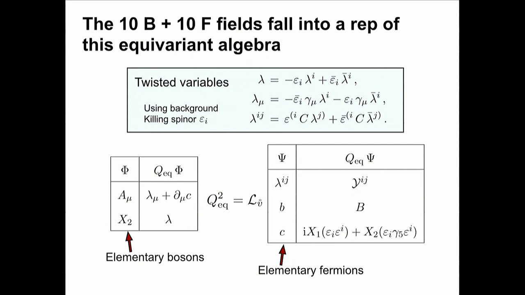And when you do this organization, you'll see that what lives in the elementary fields is A mu and X2, and that's one part of the complex scalar. And in the elementary fermions, you have, so QB of A mu is precisely lambda mu. That has to be, there's only one vector, and so on. Q equivariant of A mu is lambda mu plus D mu C. And here, these three fields sit here, and B and C sit here. Okay. So this takes some time to do, but you can do it.